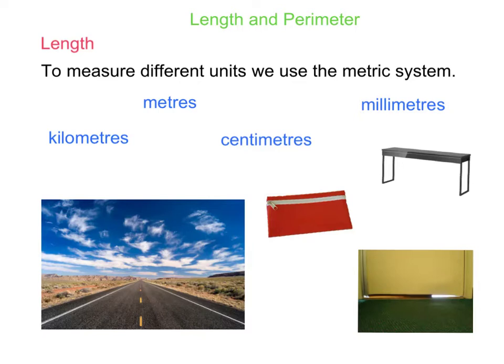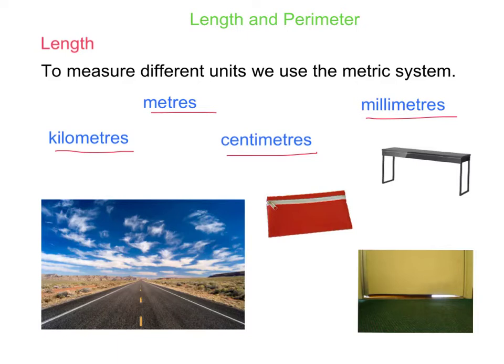So, I want you to write down this heading, length, and then I also want you to write down the statement here on the screen, and it says to measure different units, guys, we use the metric system. Now the metric system is just a way of classifying different units of length, and we use these names: kilometers, meters, centimeters, and millimeters. Now when we're looking to measure the length of different objects, we have to select the most appropriate unit to measure it in.